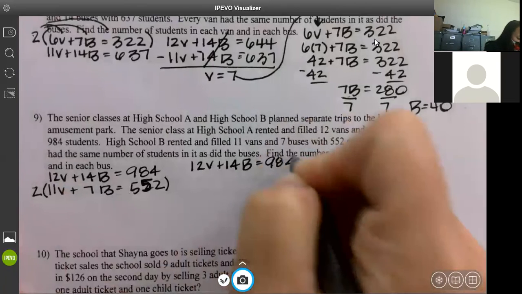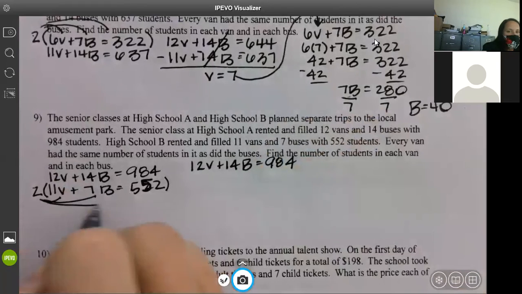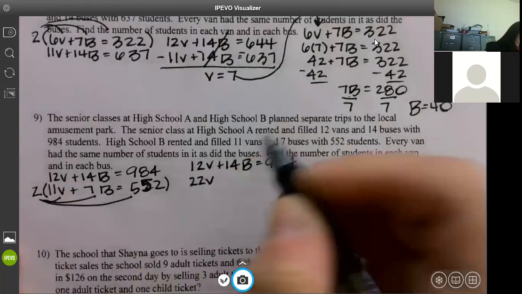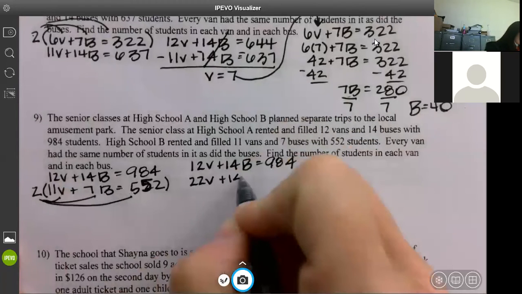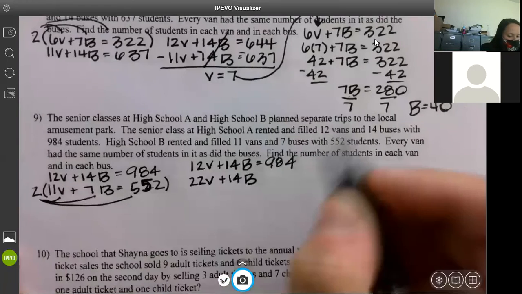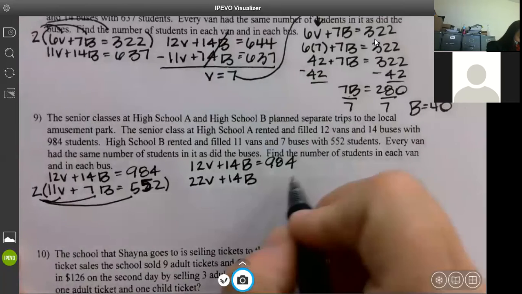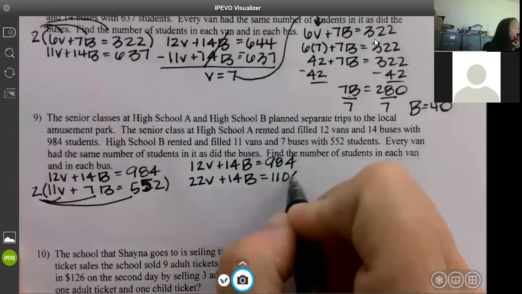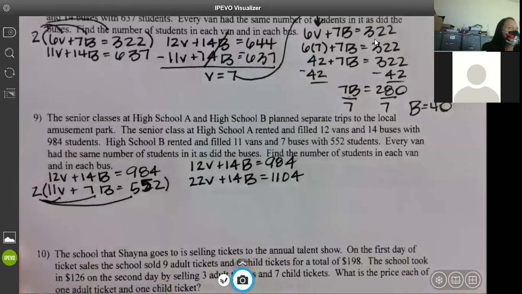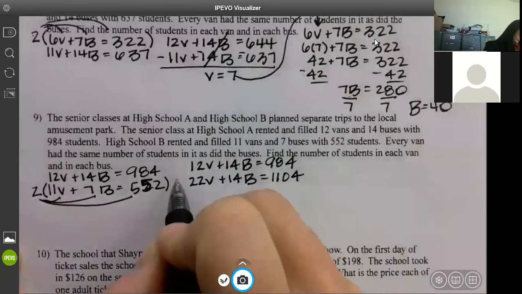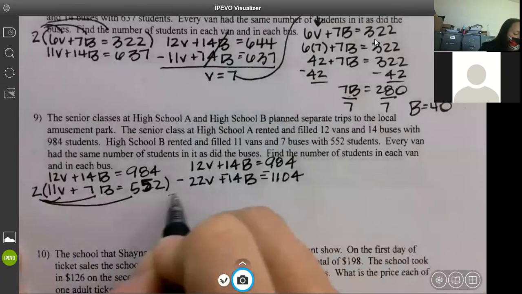The second equation, we're going to multiply the 2 in. 2 times 11V. 2 times 7B. And 2 times 552. 1104. How do I get them to cancel out? Change, change, change. Your B's cancel out.